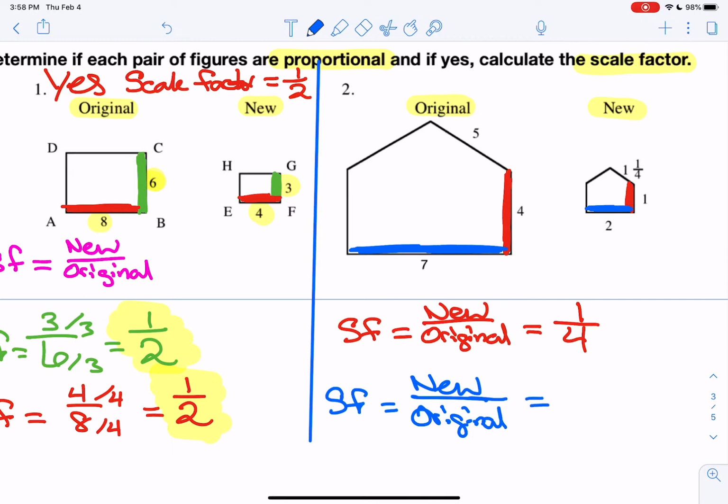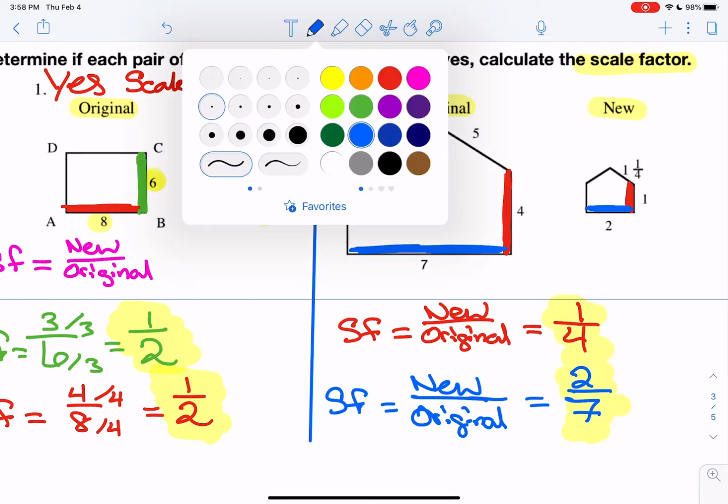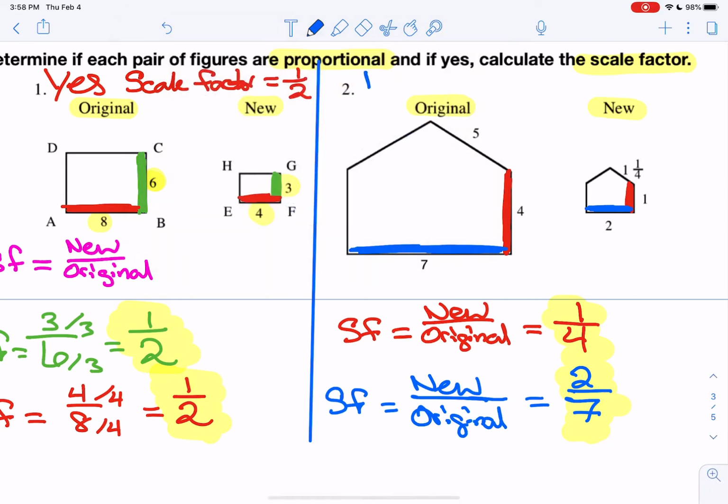Okay, so for the bottom, the new was 2, the original is 7. Okay, well, 2 doesn't go into 7, and only 1 and 2 go into 2, so we can't simplify that one. So lo and behold, did we get the same number? No. Big no. So there's no scale factor. We got 2 different numbers. So it did not work.